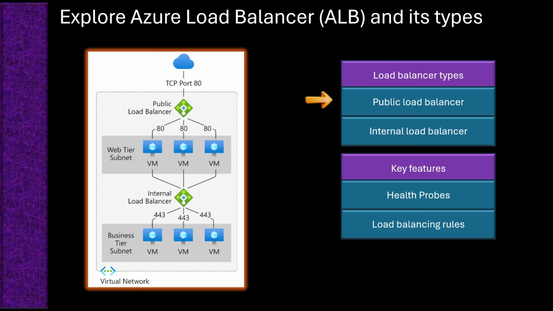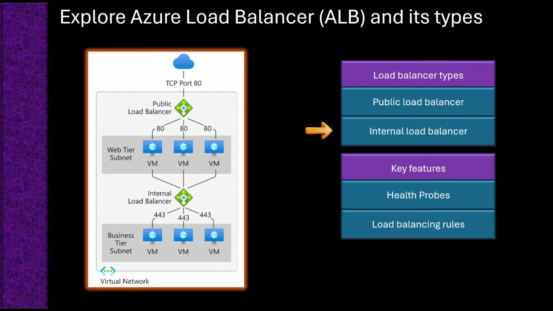The public load balancer type is ideal for applications that need to be accessible from the internet. A public load balancer provides outbound connections for virtual machines within your virtual network by translating private IP addresses to public IP addresses. It routes client traffic coming from outside sources like web browsers, mobile apps, or APIs to the appropriate backend VMs. This type is typically used when you have a web application or public-facing service that users need to access over the internet.